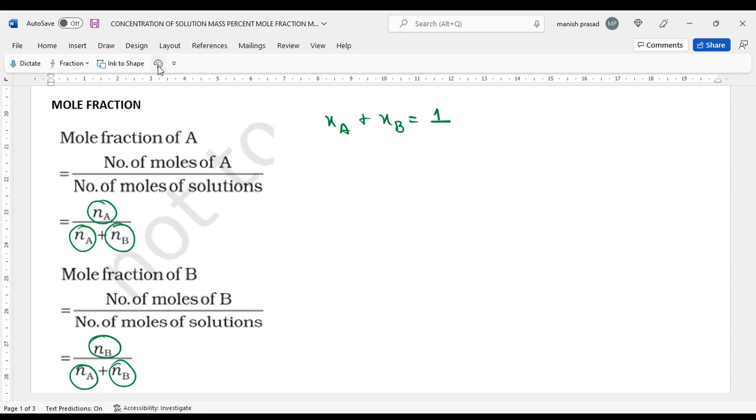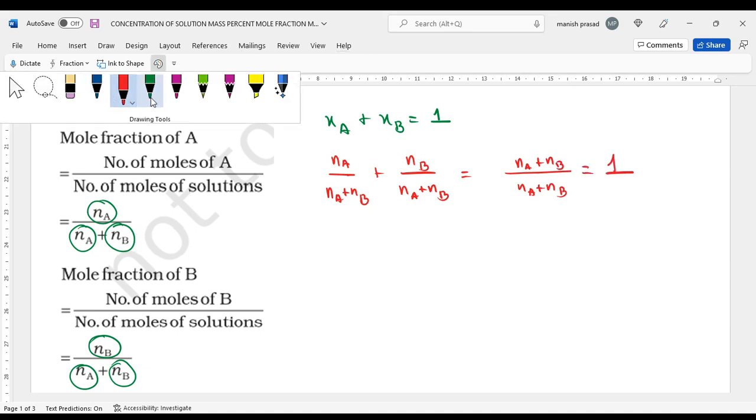You can check the calculation. You need not believe me. Try it yourself. NA upon NA plus NB plus NB upon NA plus NB. We have the same LCM, NA plus NB. The numerator also becomes NA plus NB. So, cancelling, we get 1.